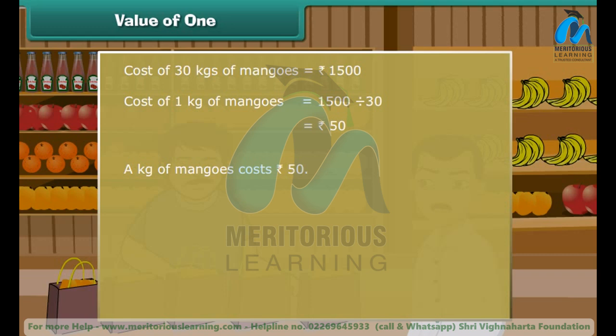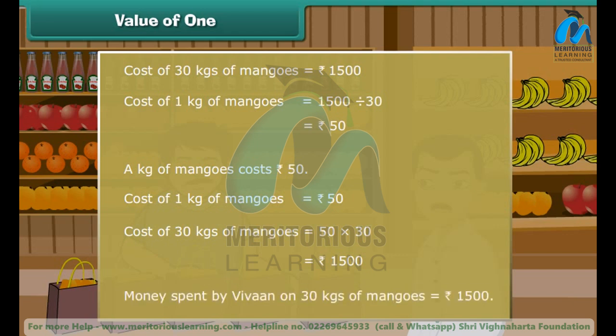Let us verify our division. Cost of 1 kg of mangoes is equal to 50 rupees. Cost of 30 kgs of mangoes is equal to 50 into 30, which is equal to 1,500 rupees. As per the question, Vivan spends 1,500 rupees on 30 kgs of mangoes. So, we verified that our division operation is correct.